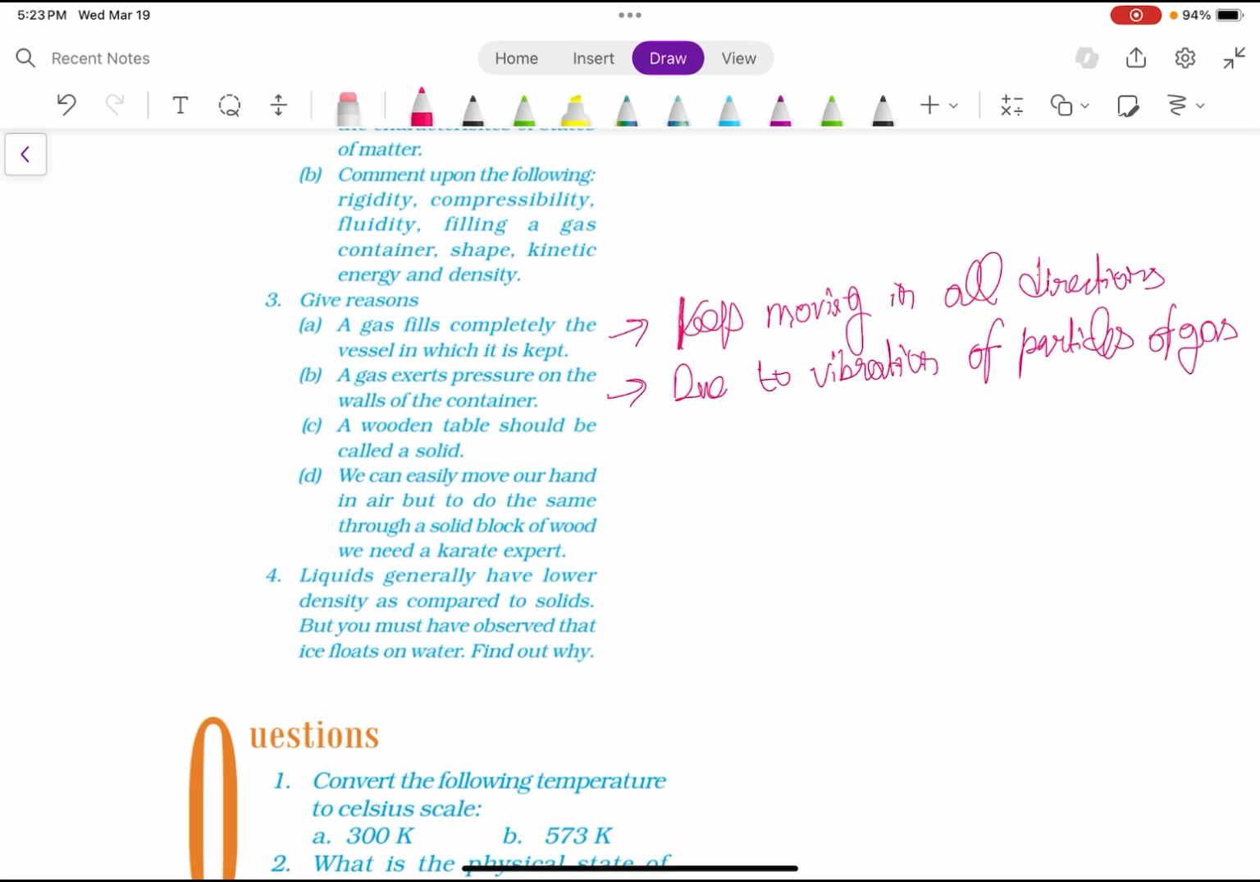A wooden table should be called a solid. By the properties of solid, we know that they are rigid, they have maximum intermolecular force, their intermolecular space is very less, and compressibility is negligible. So because of these four reasons, a wooden table should be called a solid.